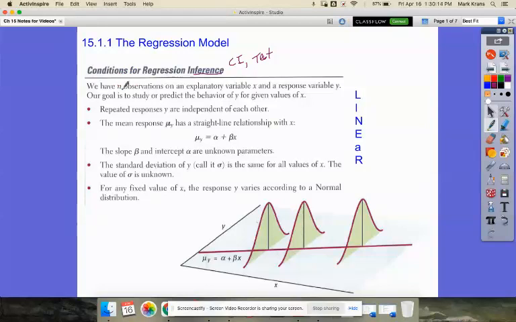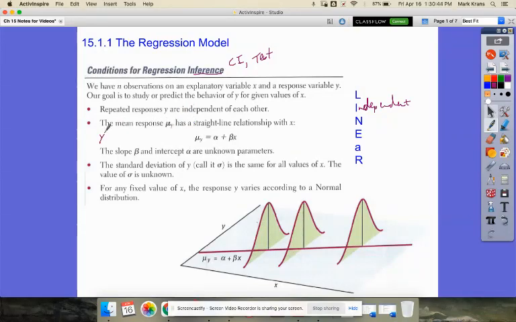You have some number of observations, okay? Our goal is to predict the behavior of y given the values of x, right? Predicted y. And what we see is that they need to be independent of each other. Each response is independent. This is my suggested acronym, LINER, for linear inference conditions, okay? So they need to be independent, all right?